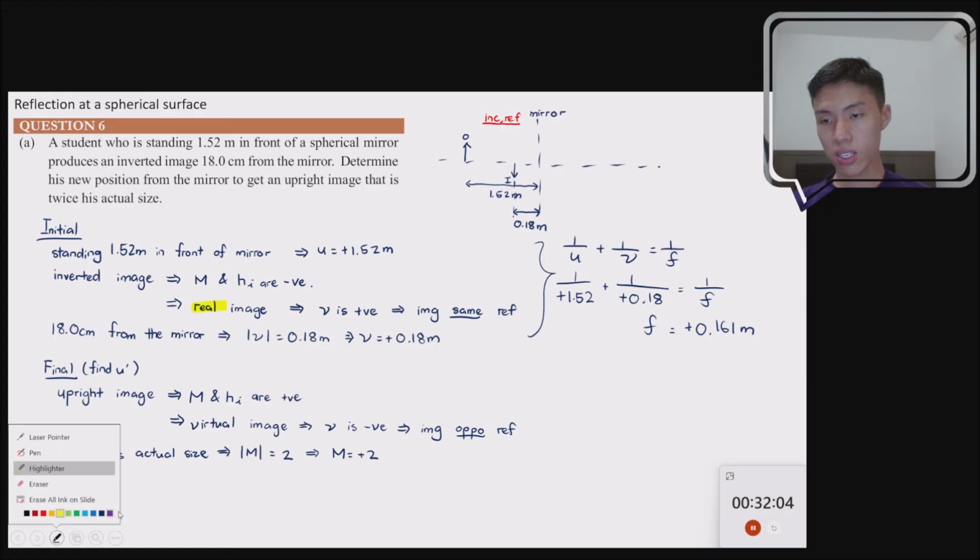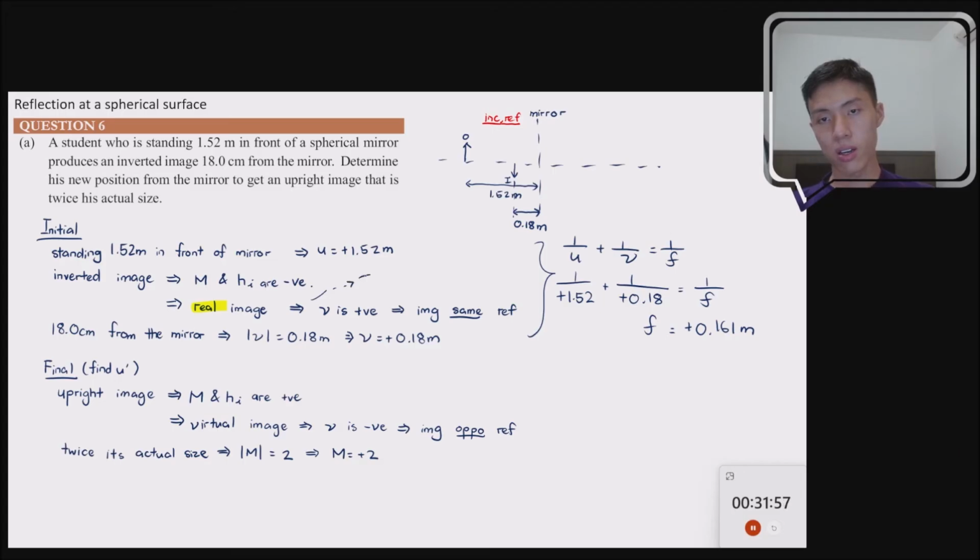If you know that it's a real image, we can actually make further deductions. Real image means it's not virtual, it's not upright, it's not diminished anymore, right? If it's not virtual, upright, or diminished, we know that it is not made by a convex mirror, it is done by a concave mirror.